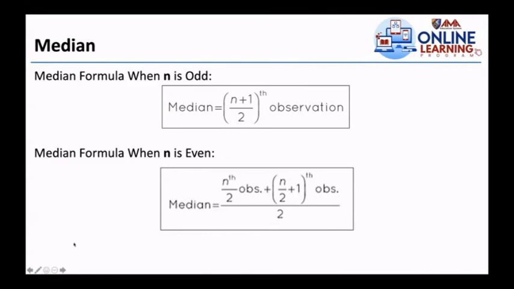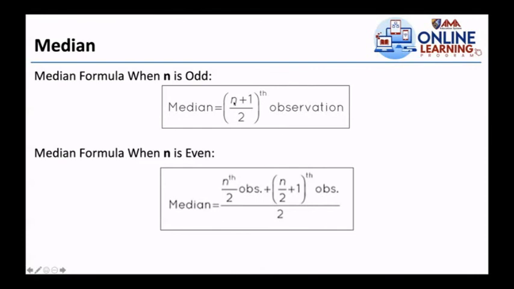So it depends. We have two formulas depending on whether n is odd or even. If n is odd, use this formula. Again, it's general, so we apply deductive reasoning. We consider a specific problem and apply this, okay? So this is the median formula when n is even, this one.